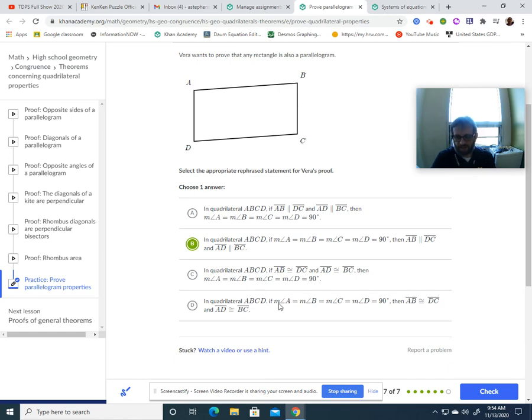Now, here's the thing. This one also is very similar. If you can prove that AB is congruent to DC and you can prove that AD is congruent to BC, you can then say that's one of the properties of a parallelogram, but it's not actually where you want to end up. The definition of parallelogram is not about congruency, it's about parallel.